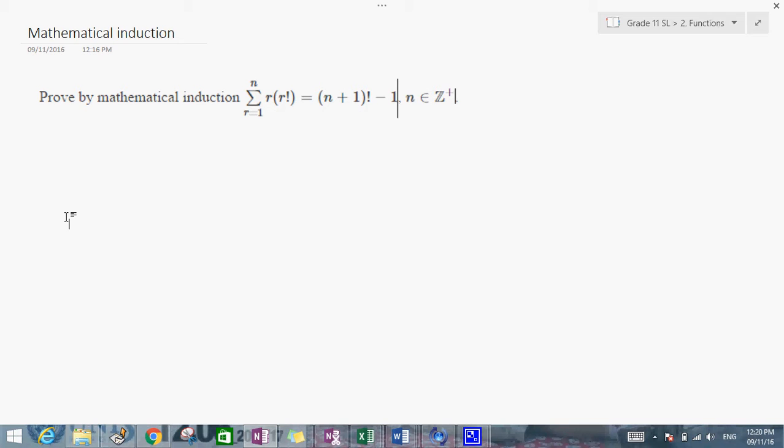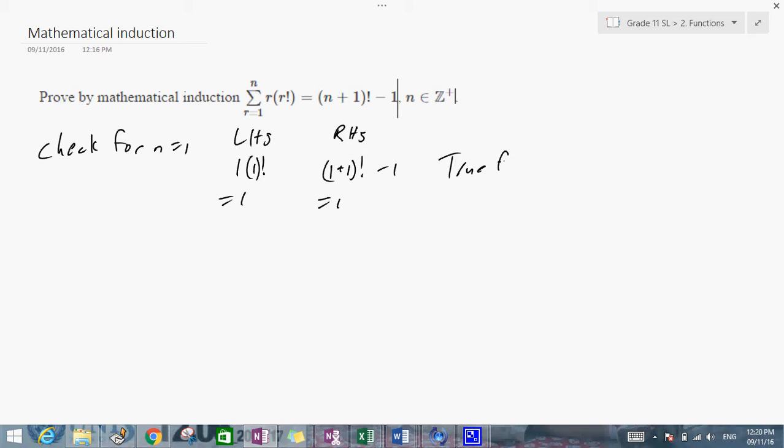So this question, we've got the left-hand side is equal to the right-hand side, and we're going to be proving that. So first of all, let's just check for when n is equal to 1. Check for n equals 1. On the left-hand side, we've got 1 times 1 factorial, which is equal to 1. And on the right-hand side, you've got 1 plus 1 factorial minus 1, which is 2 factorial minus 1, equal to 1. So it checks for n equals 1. So it's true for n equals 1.